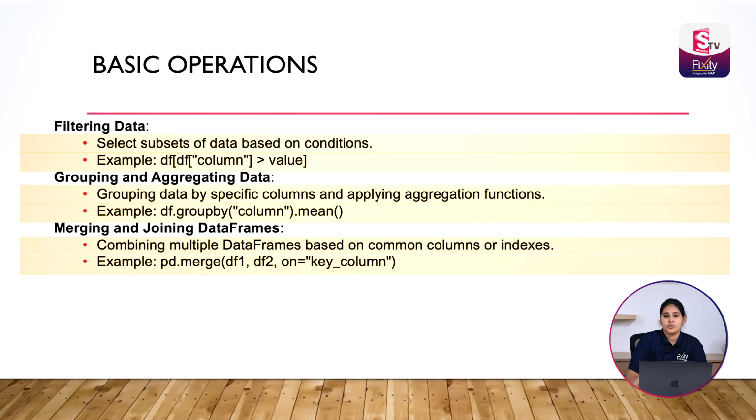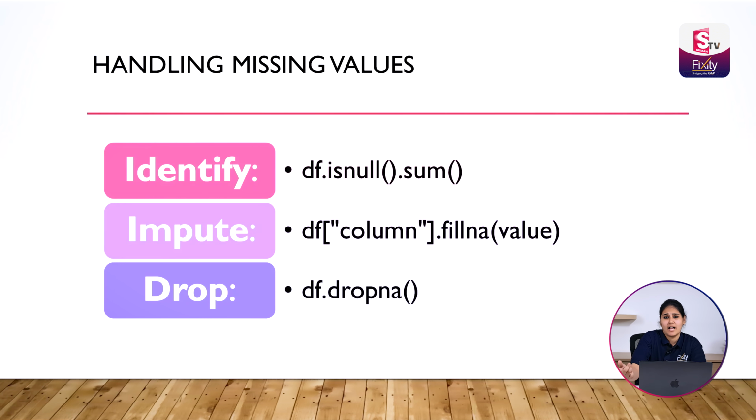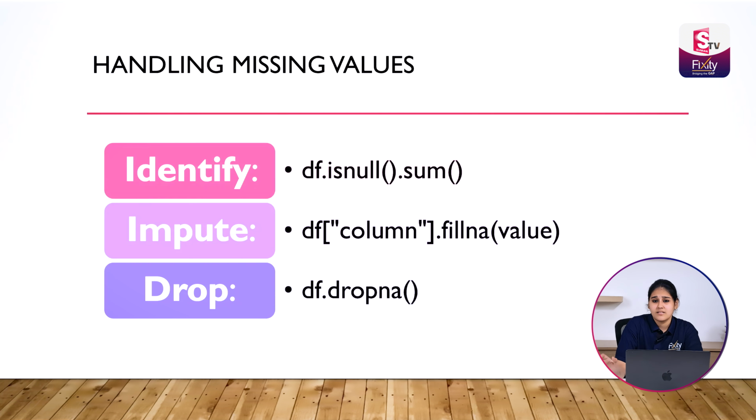Let's see the last concept, handling missing values. First, we have to identify missing values. For that, we have one function, dataframe.isnull().sum(). It will give you the number of missing values in each column. And then after seeing the missing values and after analyzing and understanding the data, you will either delete those values or fill those missing values.